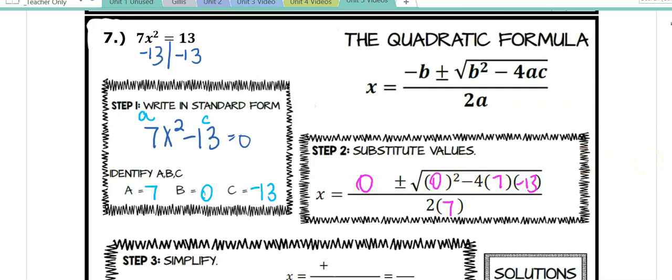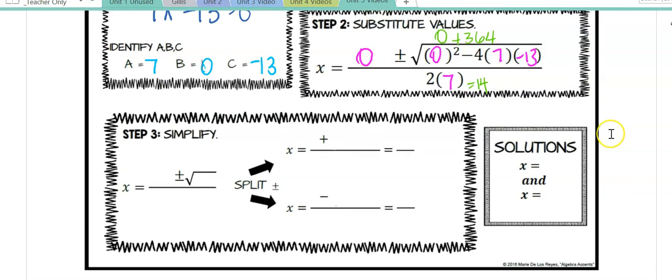Okay, guys? So now we're going to do the math. 0 squared is 0. Then negative 4 times 7 is negative 28, times negative 13 is a positive 364. One of the things you can always check is you're going to have a negative times a negative, and that's going to be a positive. And 2 times 7 is 14. So I'm going to come over here and rewrite it. I have 0 plus or minus the square root of 364 divided by 14.